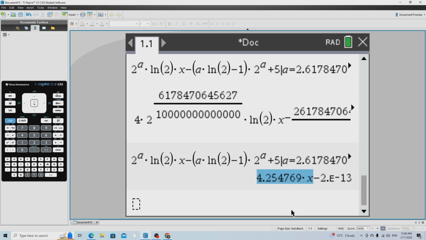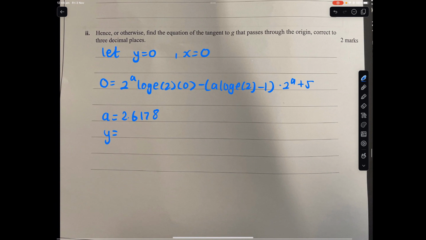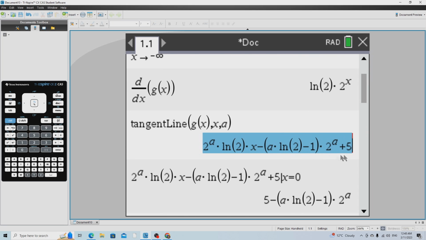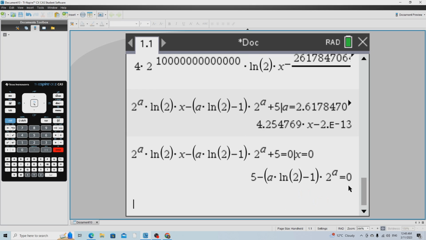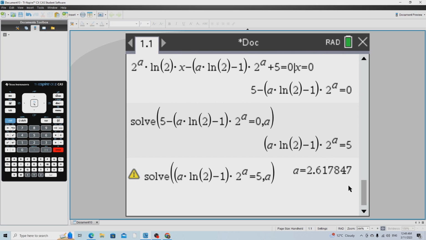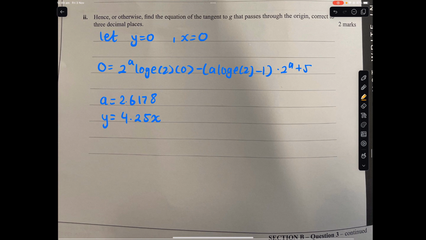So we only have this, and so this would be correct to 3 decimal places, 4.25x. That's right? I want to make sure. Hence, find the equation of the tangent that passes through the origin. I just want to double check if I did everything wrong. So I took this, and I let it equal to 0, and let's say that x is also equal to 0. Now solve, answer, comma a, and we got this, and I sub. Okay, perfect. That's it. Let's just highlight that. Done.